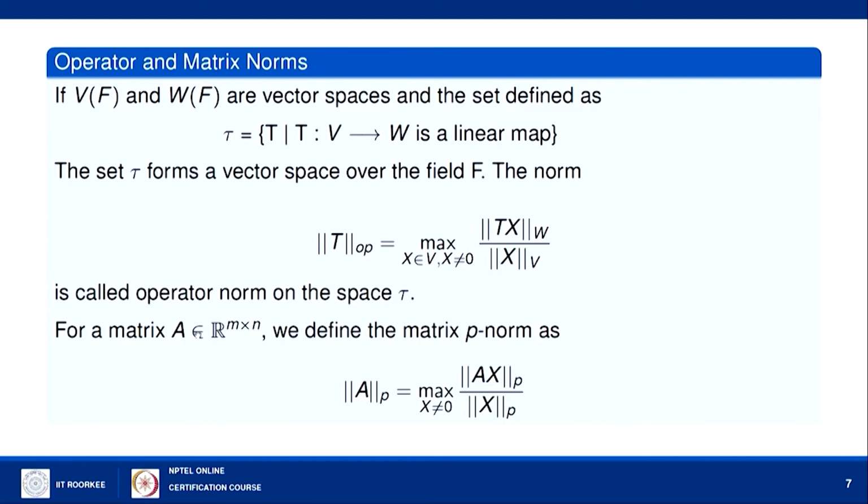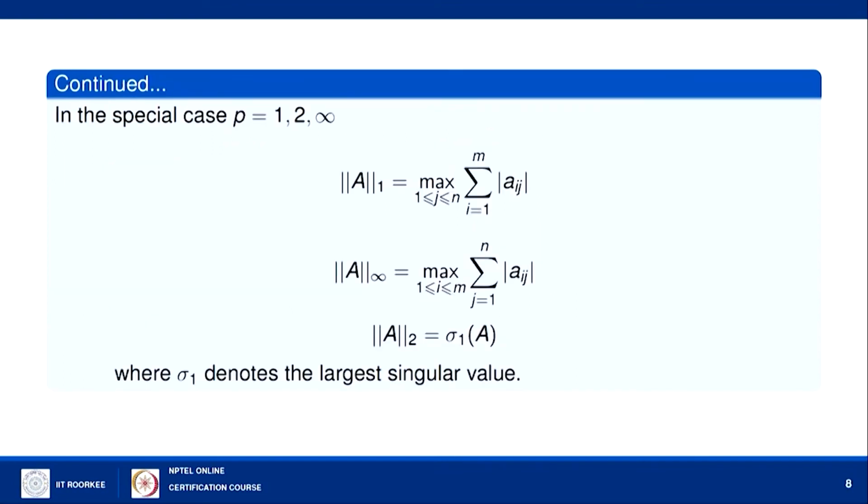So, I have a matrix A of order m by n having real entries. We define the matrix P norm as the maximum over x not equal to 0 of the norm of Ax in P upon the norm of x in P, and this we can generalize for different values of P. For example, if I take P equals 1, then this becomes the matrix 1 norm, and it is given by the maximum over 1 ≤ j ≤ n of the summation over i equals 1 to m of the absolute value of a_ij.